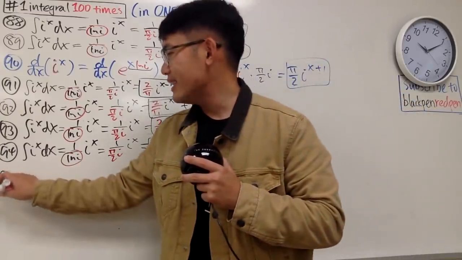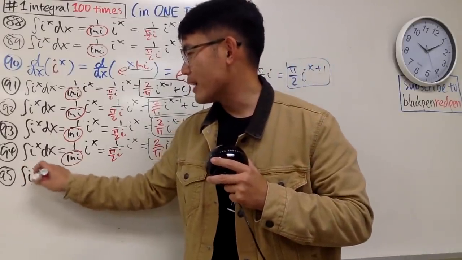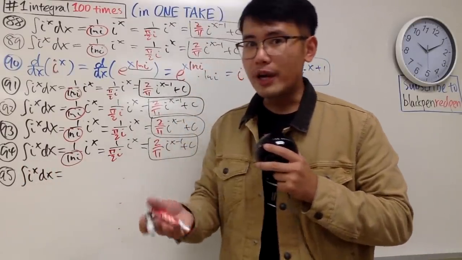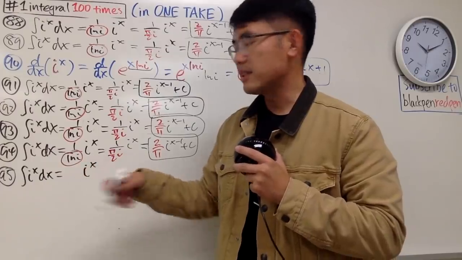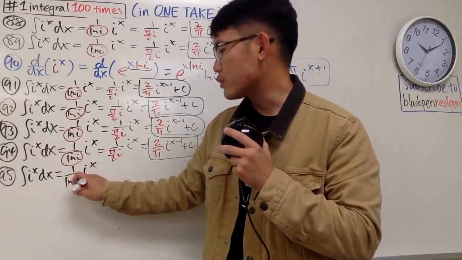Now, 95. Don't you guys feel the excitement? We're almost done with the worksheet. Integral of i to the x power dx. This right here, i to the x stays, because that's the exponential part, but i is a constant, and it's not e, so you have to divide it by natural log of i.